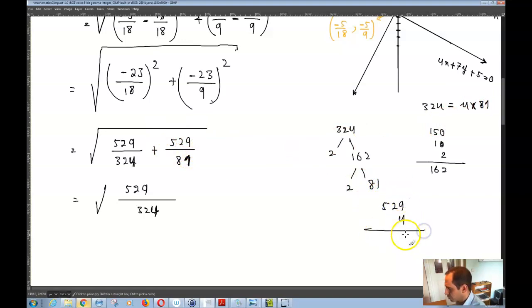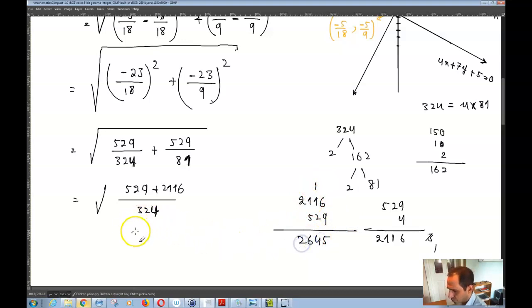529 times 4 is equal to 2116. And then 2116 plus 529 is equal to 2645. So that is equal to 2645 divided by 324.